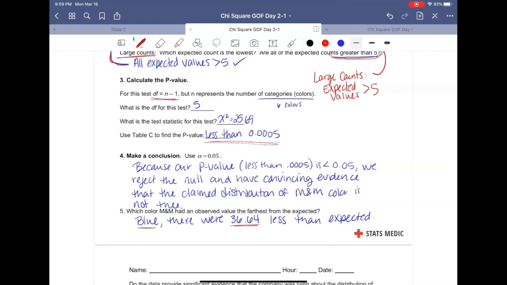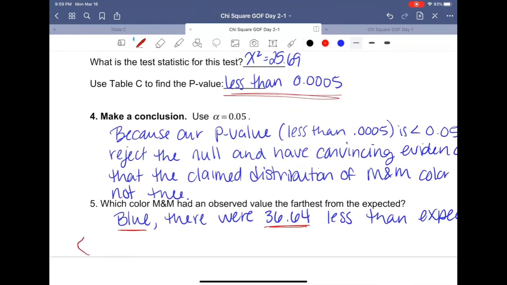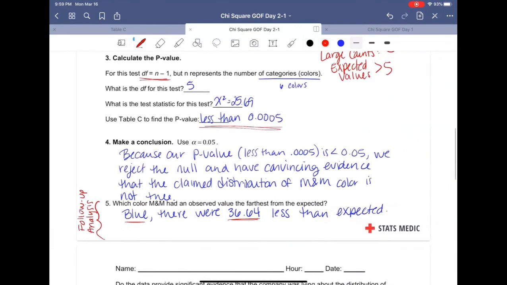And in the margin here, what I'd like you to write then is that this is called a follow-up analysis. So if you're asked to do a significance test and then conduct a follow-up analysis, what we're looking for in your analysis is that you're telling us which value was the greatest contributor to the chi-square test, meaning that it had the largest observed minus expected squared over expected.